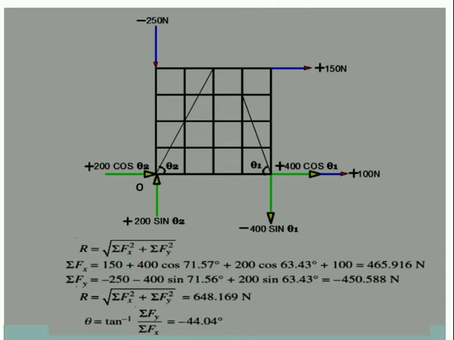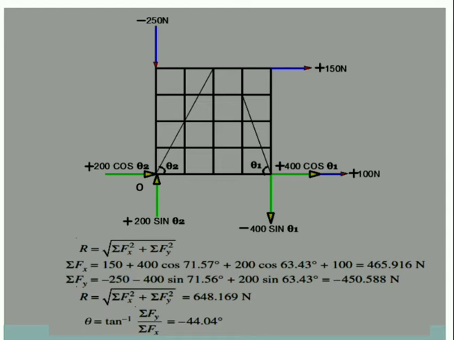Summation Fx is positive, summation Fy is negative. So the direction of the resultant is in the fourth quadrant. The resultant value is square root of summation Fx square plus summation Fy square. We get the answer as 648.169 and the value of theta we get as minus 44.04 degrees. So here the first stage gets over, where we have applied our basic knowledge and found out the resultant and its direction.